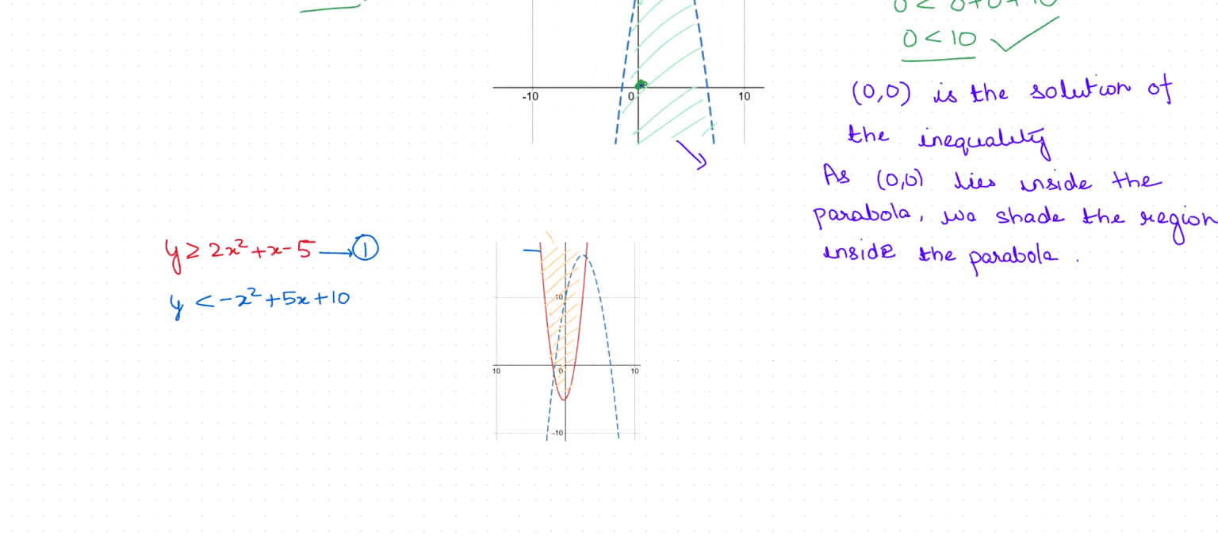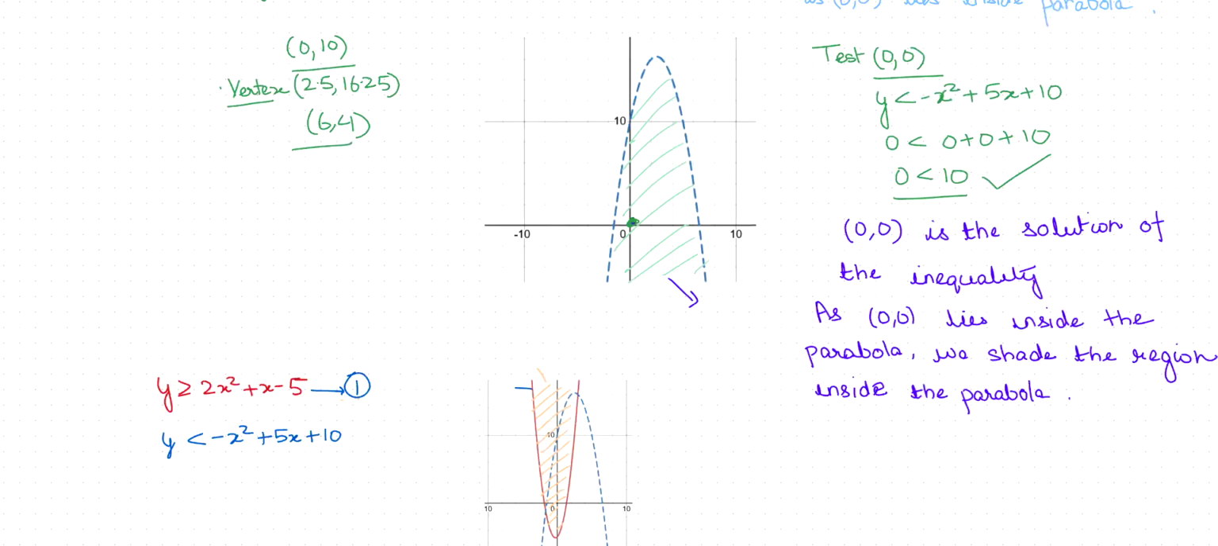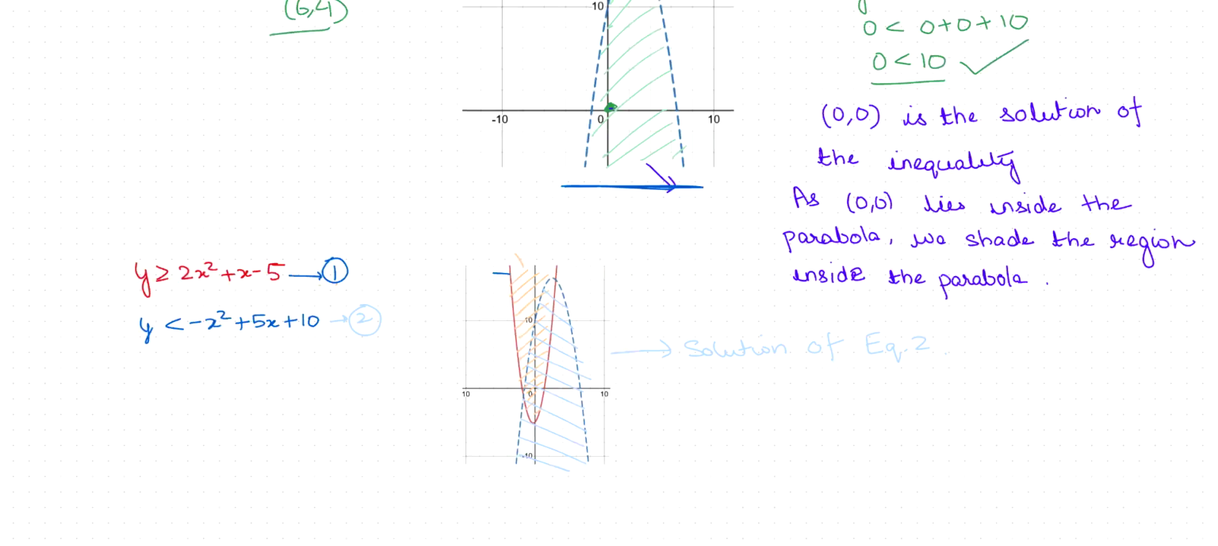Now let's shade the solution of equation 2. We see here that equation 2 is also the inside part of the parabola. So we have shaded the solution of equation 2, which is the light blue color, and this orange color is the solution of equation 1. And equation 2 is dotted because there is no equal to sign.